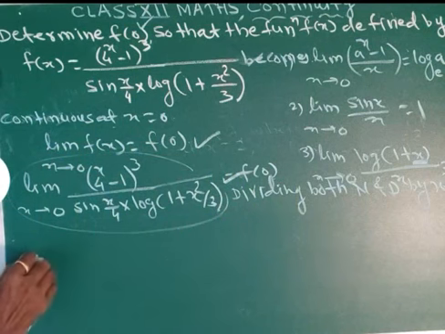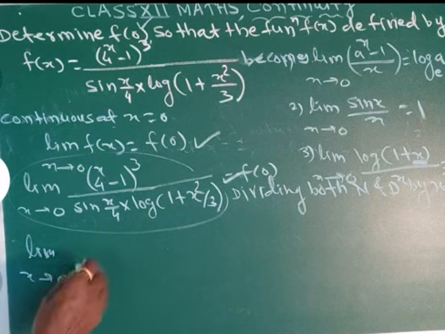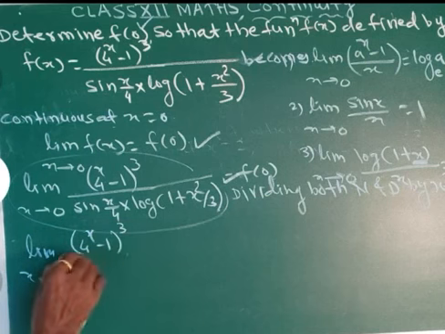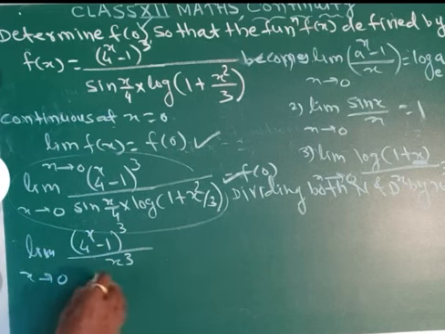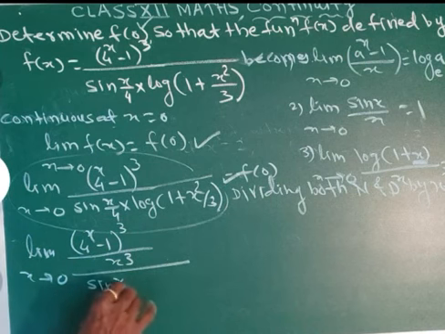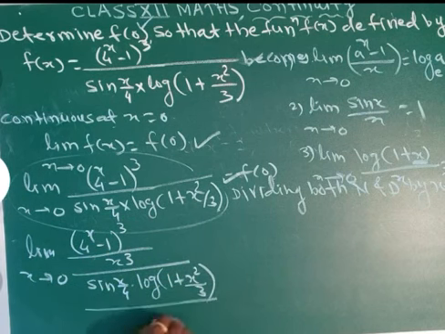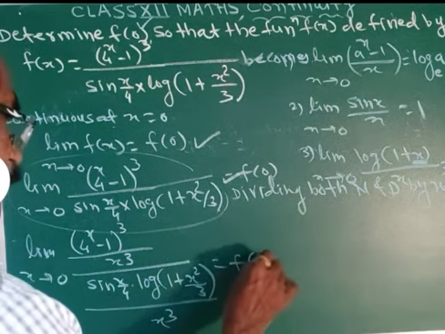So limit x extending to 0 of (4^x minus 1)^3 upon x cube, divided by sin(x/4) into log of (1 plus x squared by 3) divided by x cube. Divide like this. This is equal to f of 0.